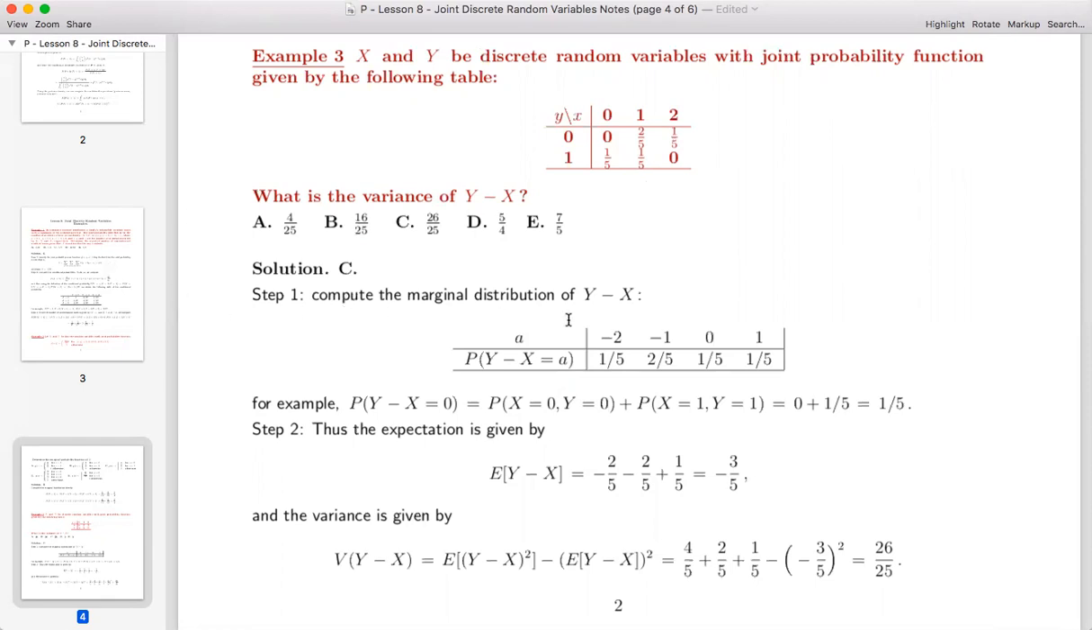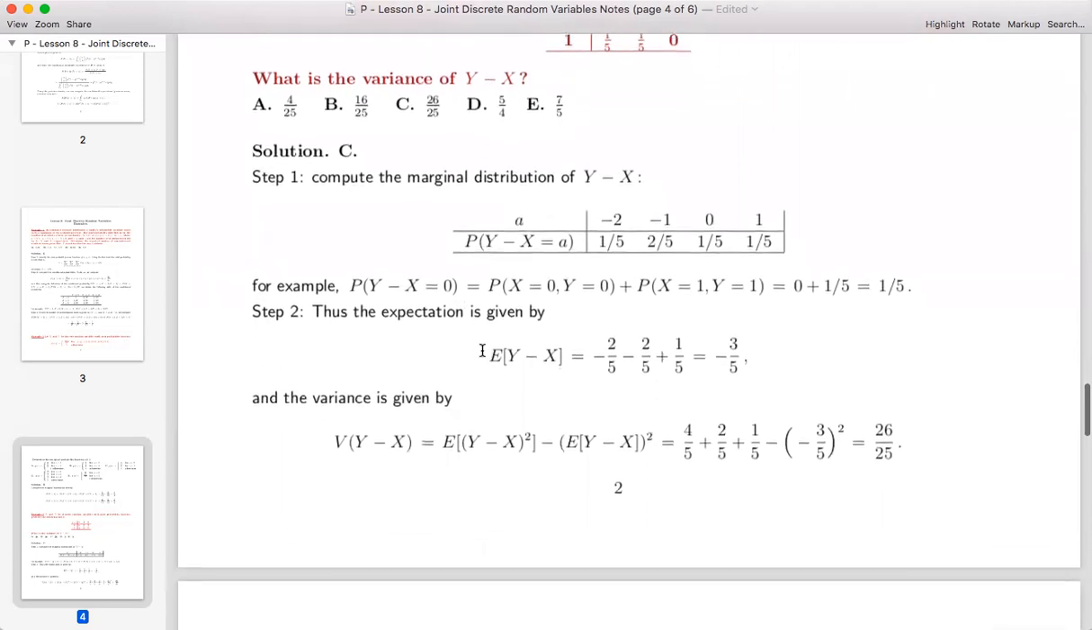So compute the marginal distribution of X and Y. That'd be our first step. So that means we want X alone and Y alone, or X minus Y. And we can get this here. So we can have X minus Y is equal to 0. And those are the cases right there. Plus the expected value of X minus Y is -3/5.